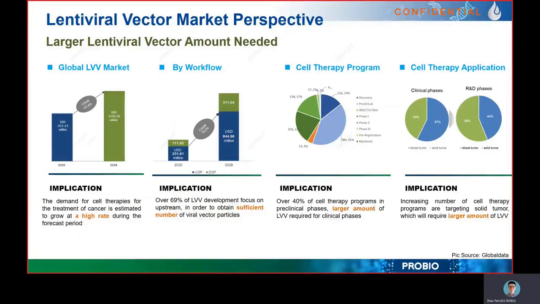Over 40% of the cell therapy programs are in preclinical phase, and as these move towards clinical phase, a large amount of the LVV is required. Also, there's an increasing number of cell therapy programs targeting solid tumors, and this also will incur large amounts of LVV requirements.